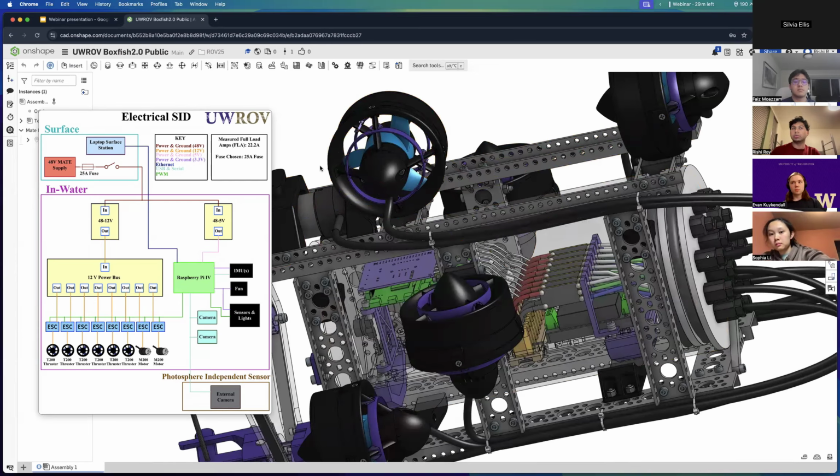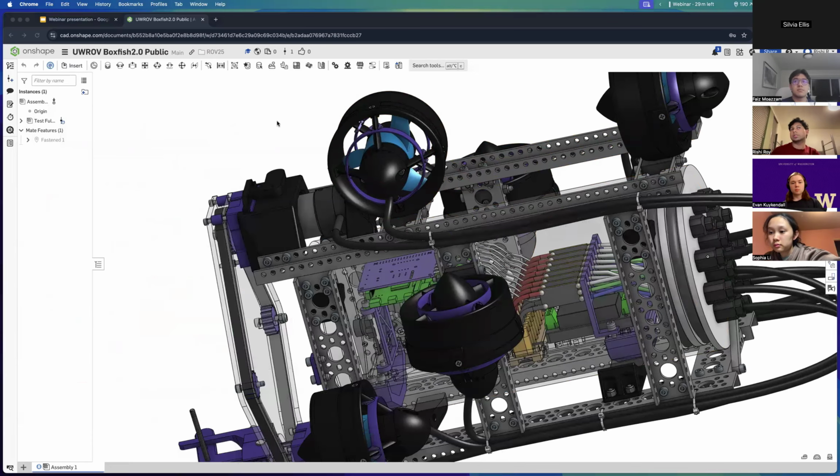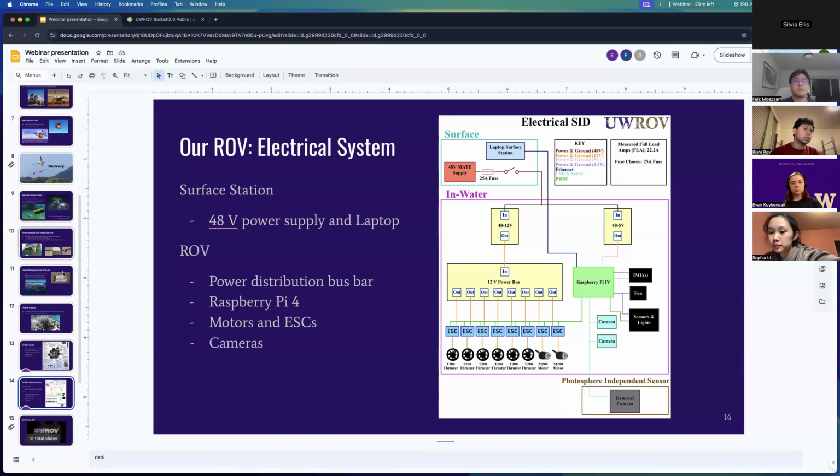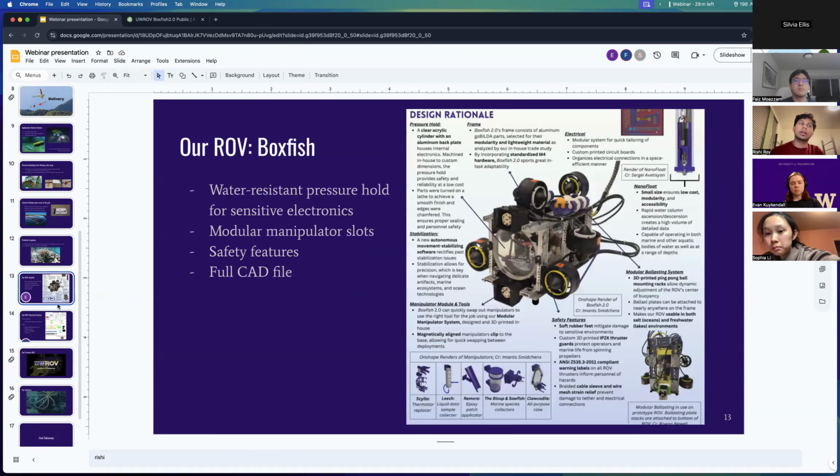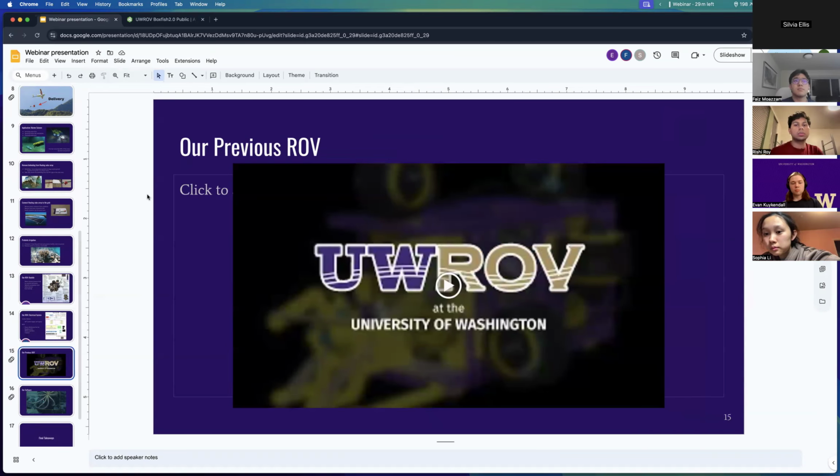And so we have different teams working on all of these different aspects of the ROV each year. Those are the highlights. We have the power, Raspberry Pi, motors, cameras, and some other mechanical aspects as well. And moving on, we have a video of our previous ROV.